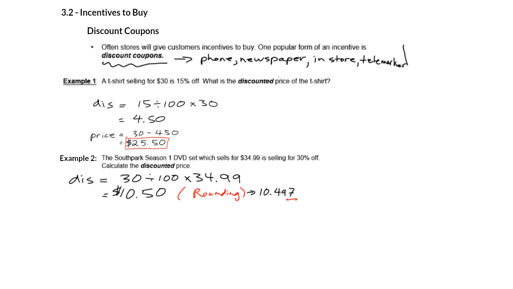And that gives us 10.497. Now, because 7 is greater than or equal to 5, we must round the 49 to a 50. And that's it. And now the price calculation is exactly as we did before. 34.99 minus 10.50 to get 24.49, and that's it.